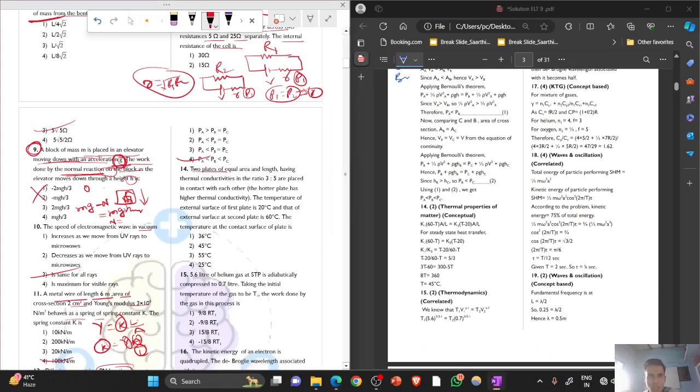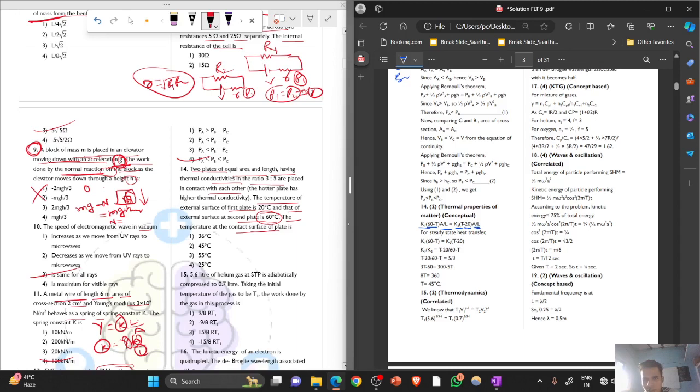Now moving ahead, two plates of equal area and length, having a thermal conductivity ratio, are placed in contact. The temperature of the external surface of the first plate is given and that of the external surface of the second plate is given. It is asking for the temperature of the contact surface. It is a simple equilibrium type case. You just need to equate those out. Equating both, K1 into delta T A by L equals K2 into delta T A by L.